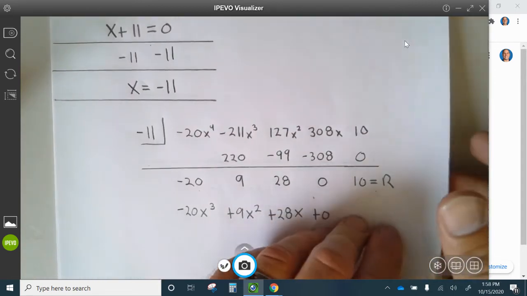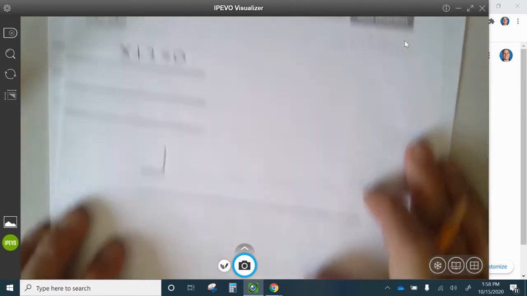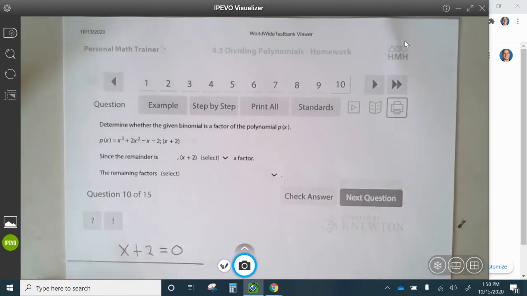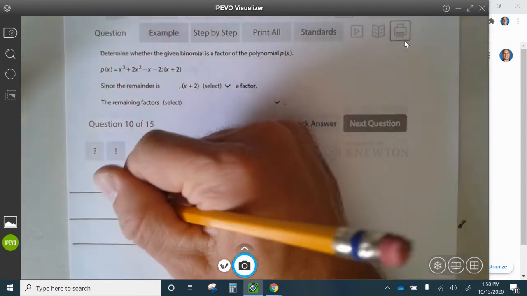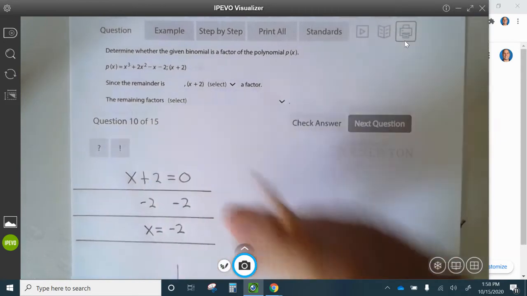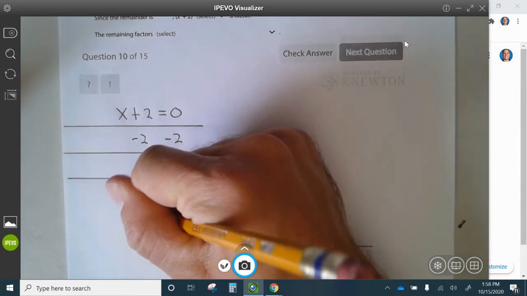Let's move on to question number 10. Straighten the papers out. All right. Question number 10. Determine whether the given binomial is a factor of the polynomial p of x. Okay. So again, the first thing we're going to do is set x plus 2 equal to 0 and solve for x. So we're going to subtract 2 from both sides. So x equals -2. That's your a value.